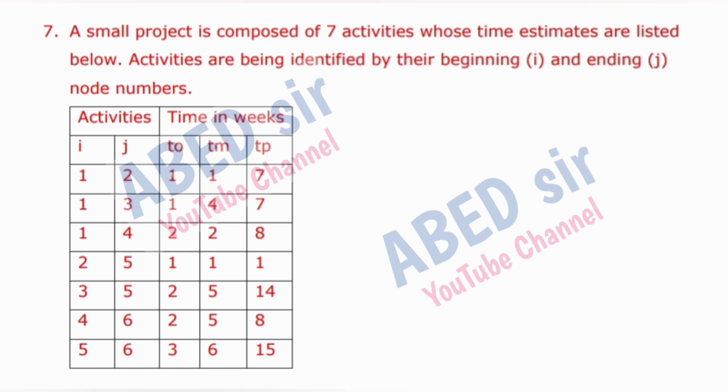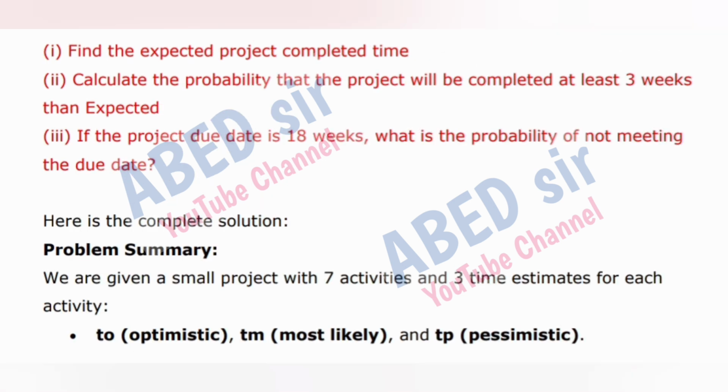1 to 2: 1, 1, 7. 1 to 3: 1, 4, 7. 1 to 4: 2, 2, 8. 2 to 5: 1, 1, 1. 3 to 5: 1, 4, 7. 4 to 6: 2, 5, 8. 5 to 6: 3, 6, 15. 1. Find the expected project completion time. 2. Calculate the probability that the project will be completed at least 3 weeks earlier than expected. 3. If the project due date is 18 weeks, what is the probability of not meeting the due date?